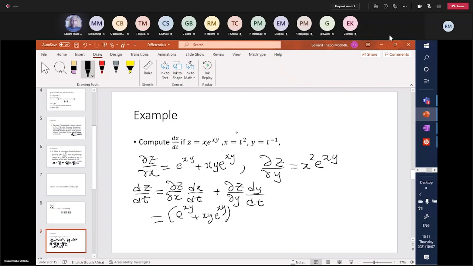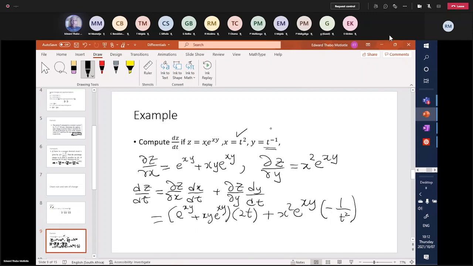This means we differentiate this x here with respect to t. The answer is 2t, plus we already differentiated this one, it is x squared e to the power xy, dy/dt. Then we differentiate this guy with respect to t. The answer is minus 1 over t squared. Okay, so now this is what we have.